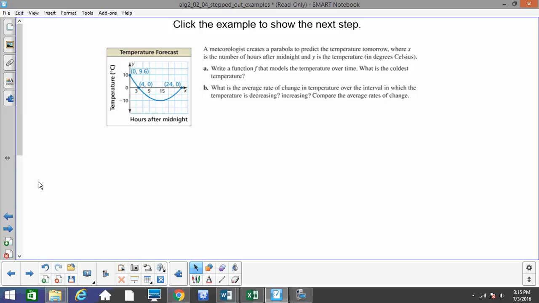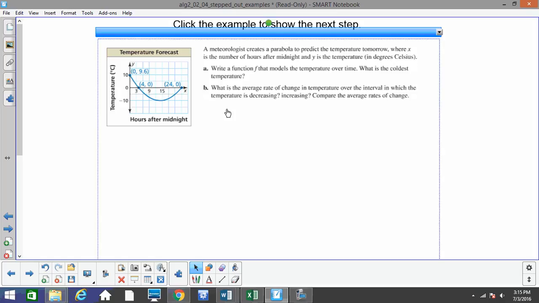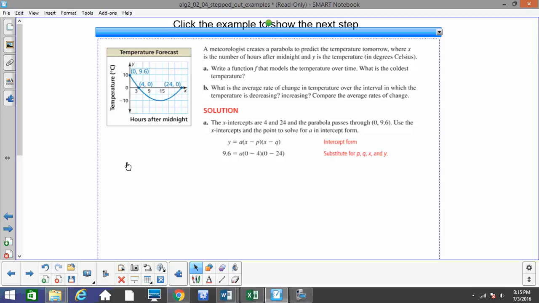Okay. So they're asking us to do a couple different things. The hardest part is writing that function. We're given 3 points. And 2 of those points, though, are the intercepts. So that's going to make life a lot easier. So we know x, we know y, that's our ordered pair right there. And we also know p and q are intercepts. Plug everything in. Solve for a. Comes out nice and neat on this one. A is 0.1.